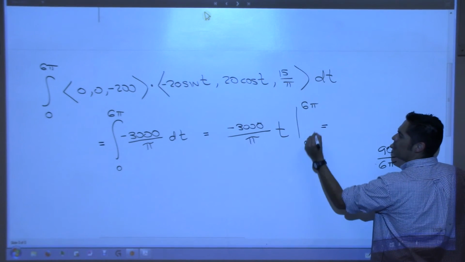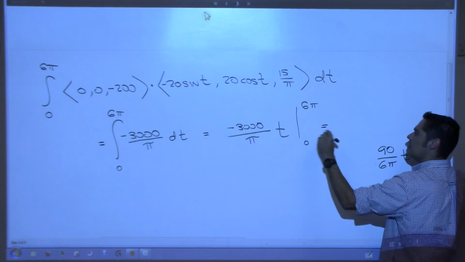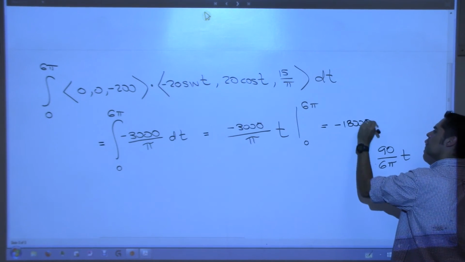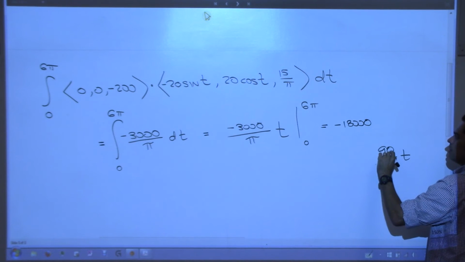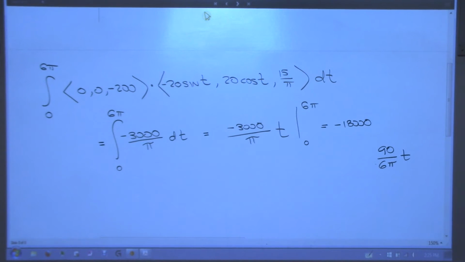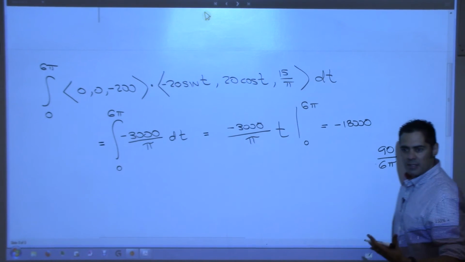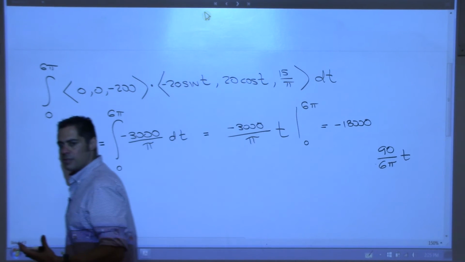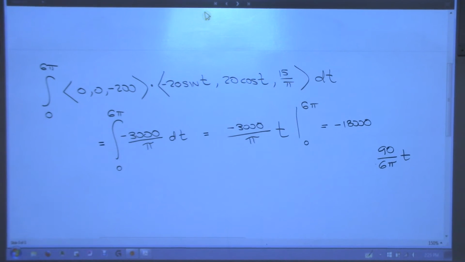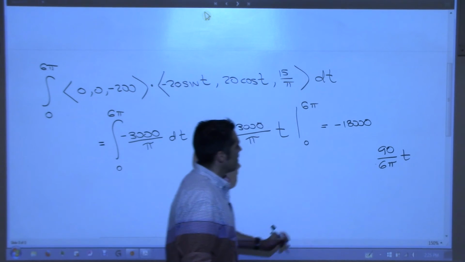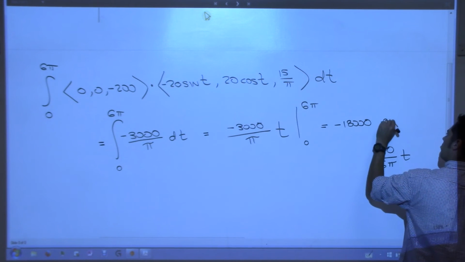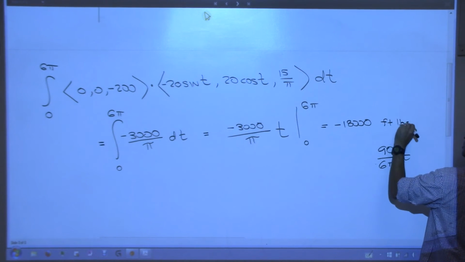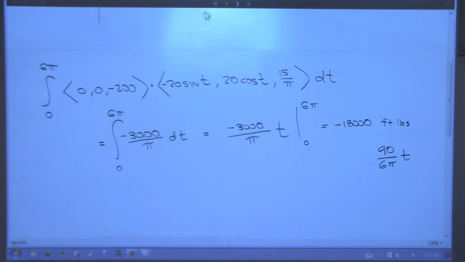Okay, now we plug in and we get what? 6 in there to cancel. Negative 18,000 minus 0. And what would that be measured in? Well, because we're measuring the silo in feet and the man in pounds, work would be foot pounds. Foot pounds. That's the work.